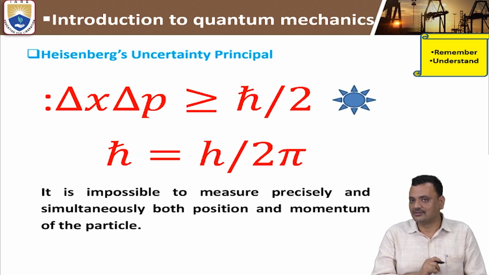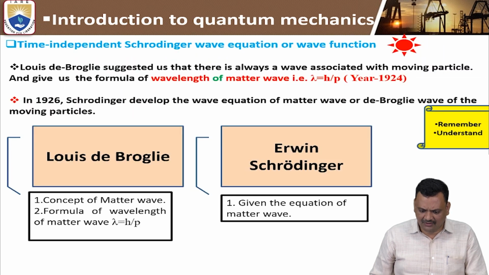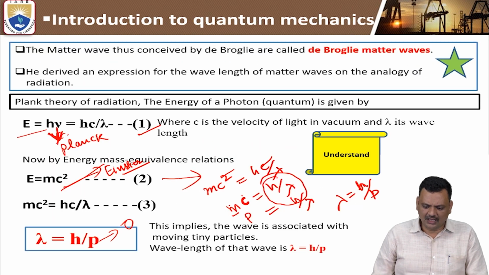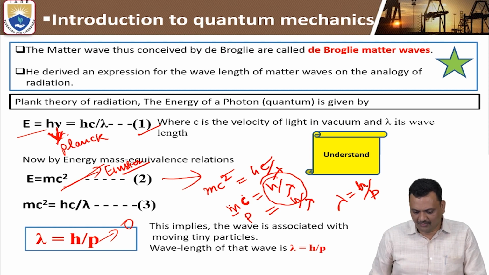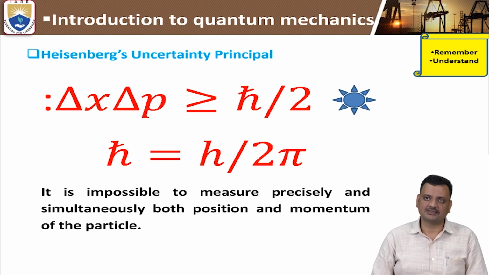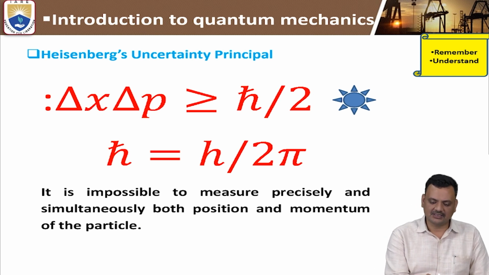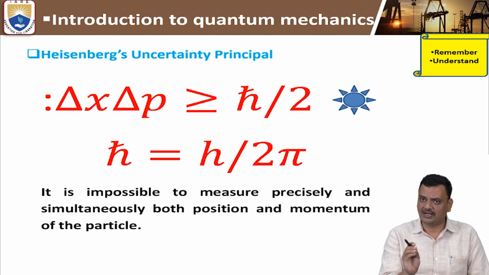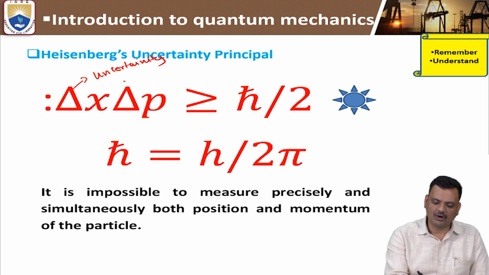These are the two things. Now another important thing: actually, not a single wave, but a group of waves is associated with any particle. Why? Because of another theory, known as the Heisenberg uncertainty principle, which suggests that delta x upon delta p, where delta x is the uncertainty in position.